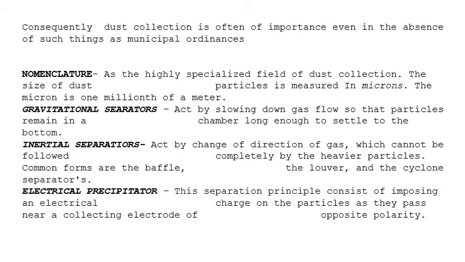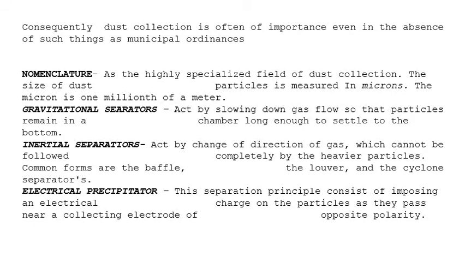Gravitational separators act by slowing down the gas flow so that the particles remain in a chamber long enough to settle to the bottom. Inertial separators act by change of direction of the gas, which cannot be followed completely by the heavier particles. Common forms are baffle, louver, and cyclone separators.